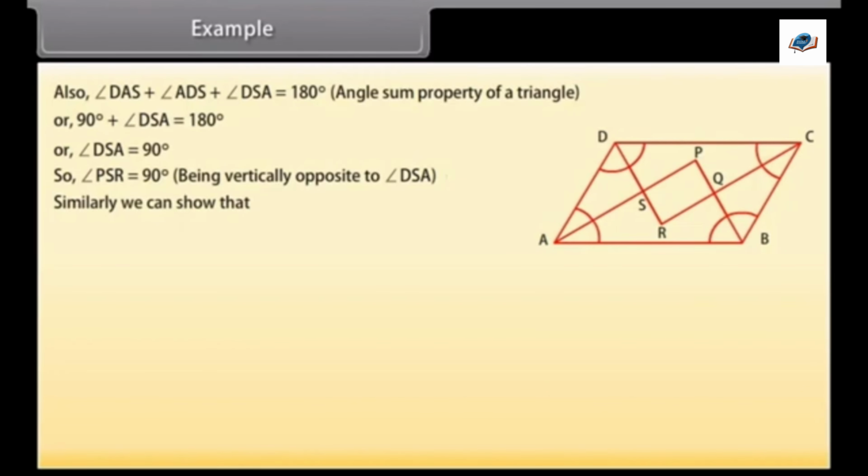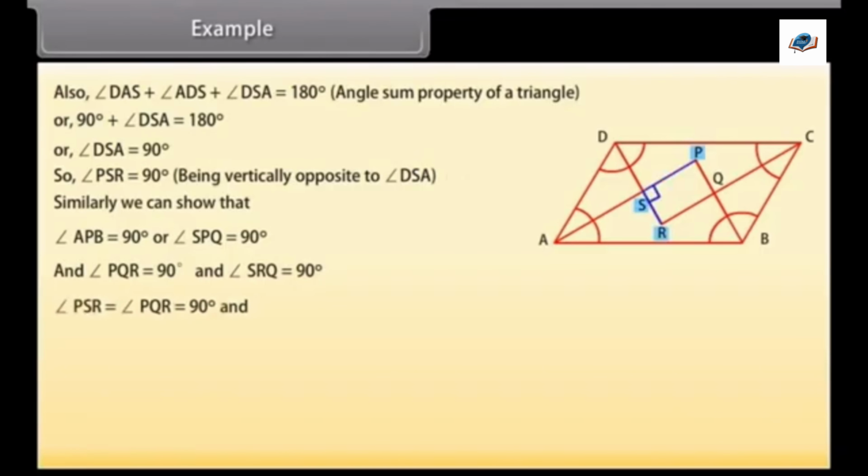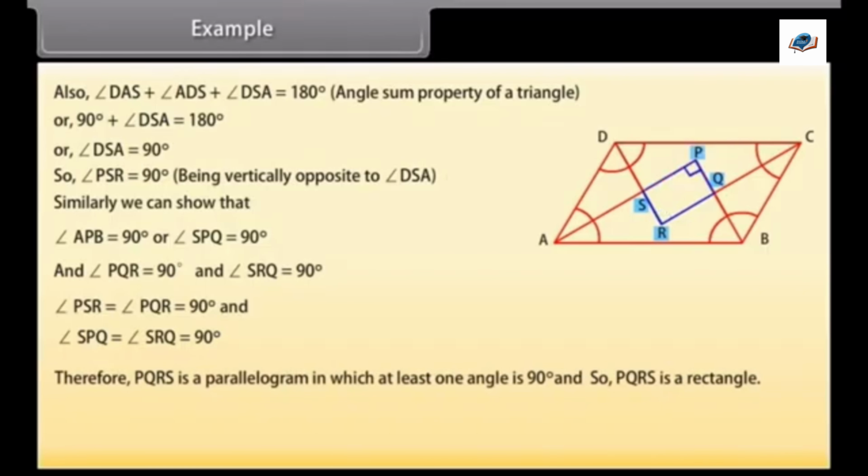Similarly, we can show that angle APB is equal to 90 degrees, or angle SPQ is equal to 90 degrees, and angle PQR is equal to 90 degrees, and angle SRQ is equal to 90 degrees. We can see here that angle PSR is equal to angle PQR, which equals 90 degrees, and angle SPQ is equal to angle SRQ as 90 degrees. Therefore, PQRS is a parallelogram in which at least one angle is 90 degrees, and so PQRS is a rectangle.